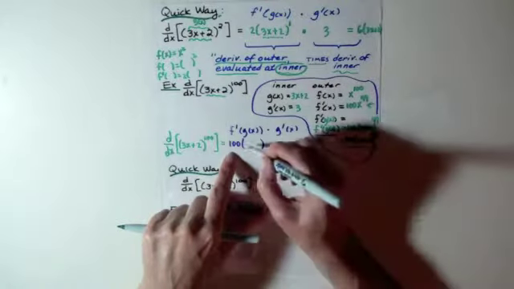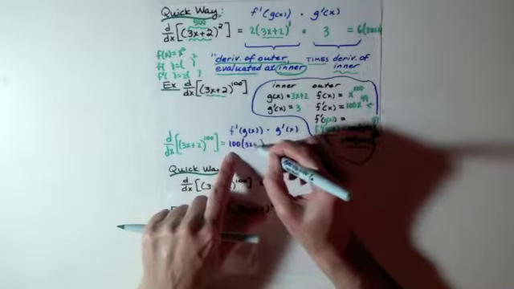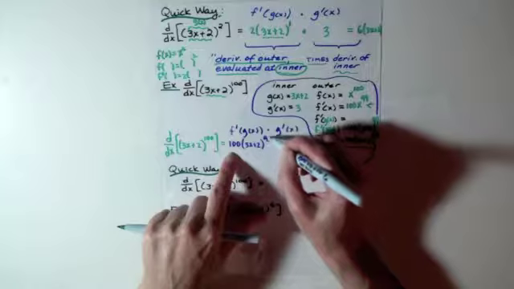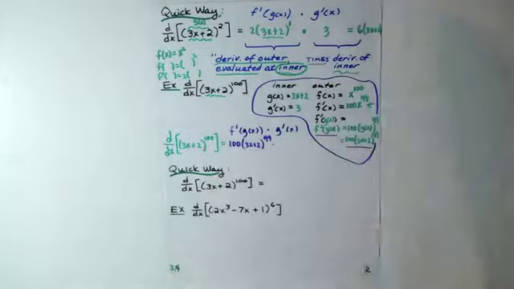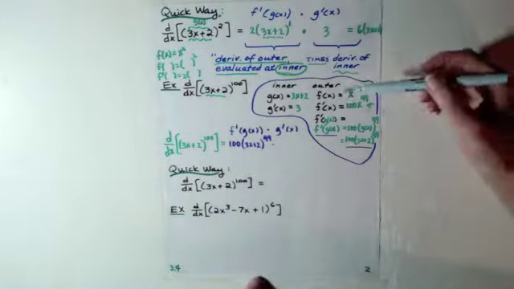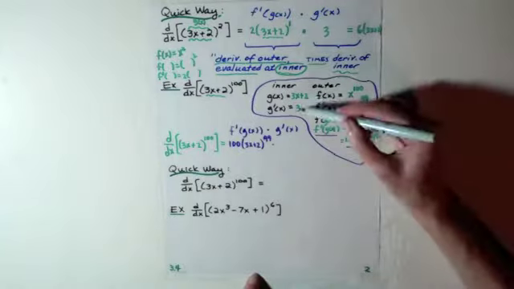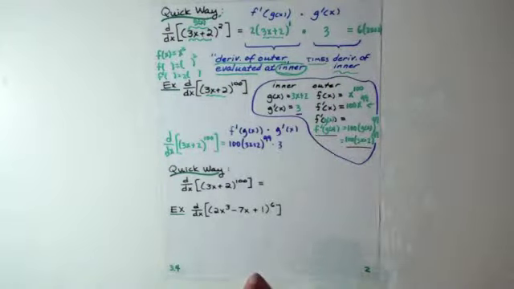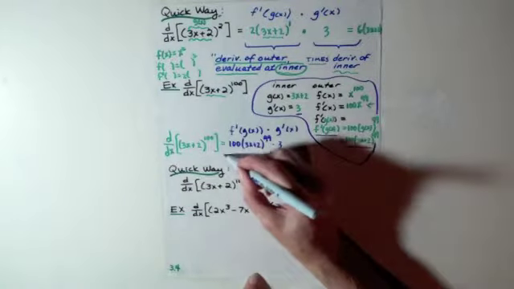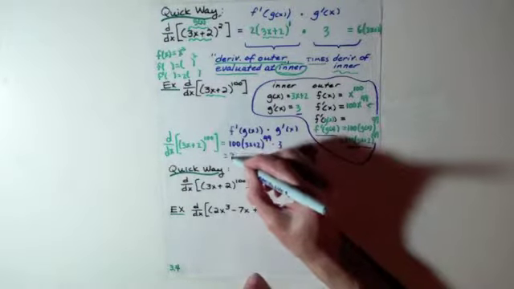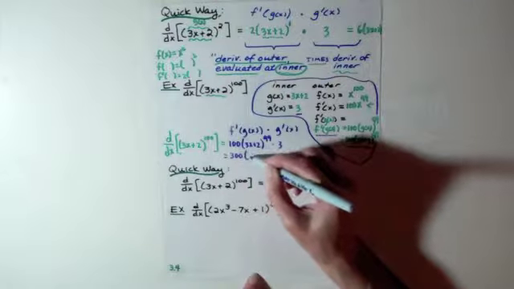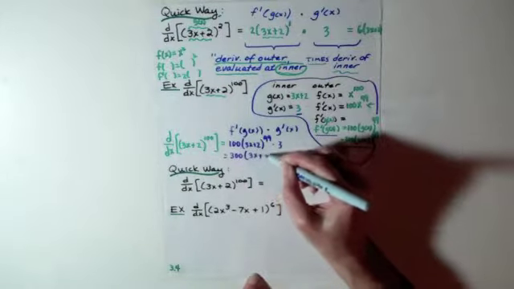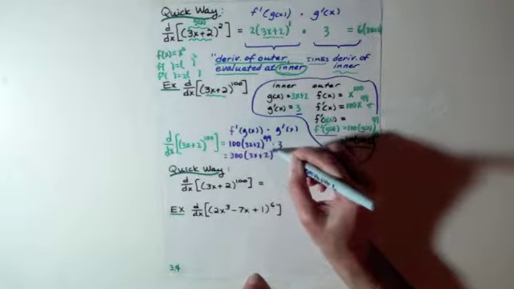times 3x plus 2 raised to the 99. And I have to multiply that by g prime of x, which we said is just 3. So I multiply all of that by 3. Let me pull the factor of 3 to the front. I would get 100 times 3 is 300 times 3x plus 2 to the 99.